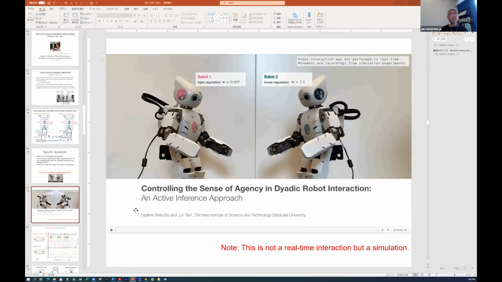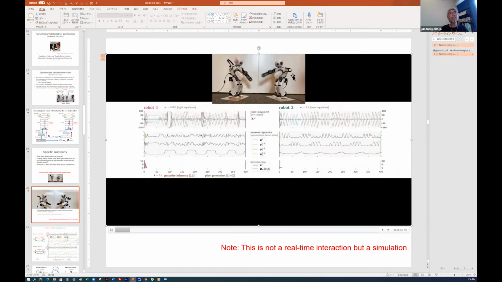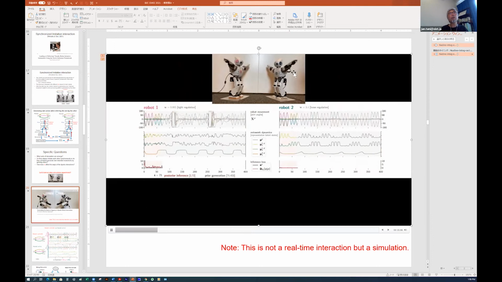Okay, so this is two robots. This robot is set with small w. This robot is set with larger w. Now both are generating A. Then this one is generating B, and this one is actually following. So this robot more prefers generating B. Now it is again A.